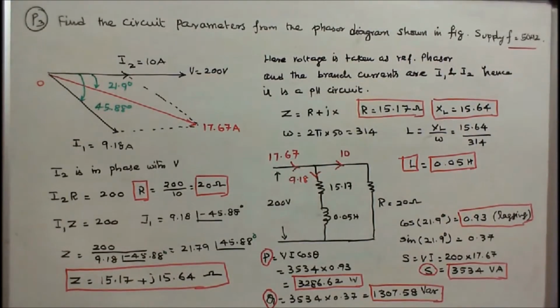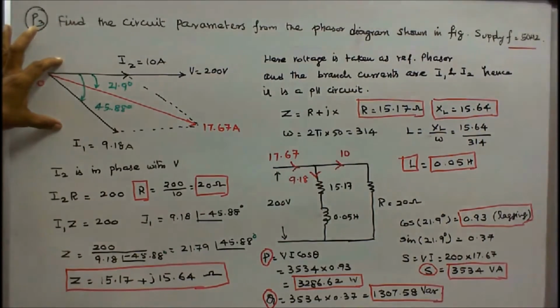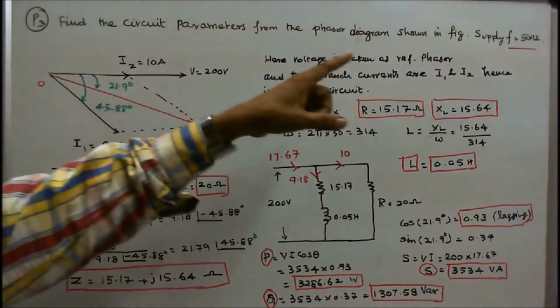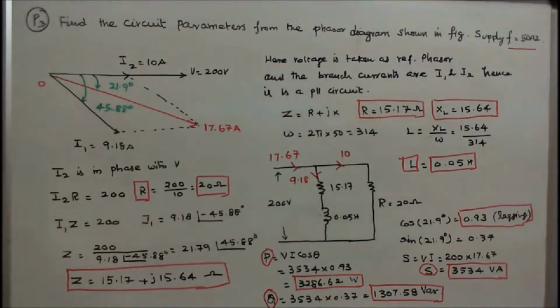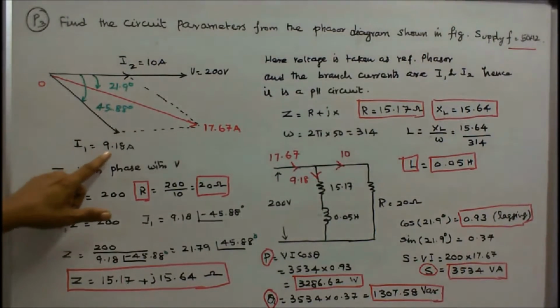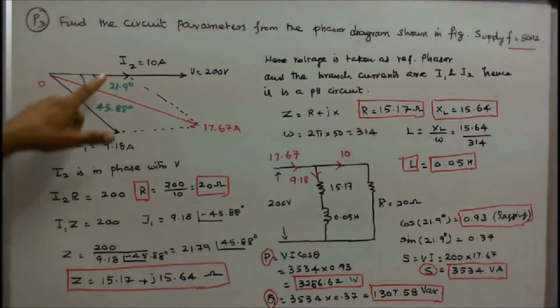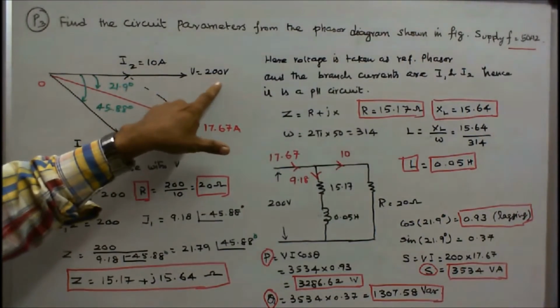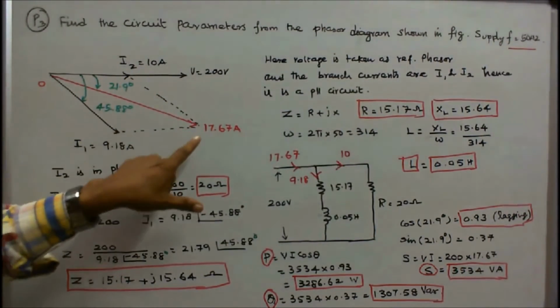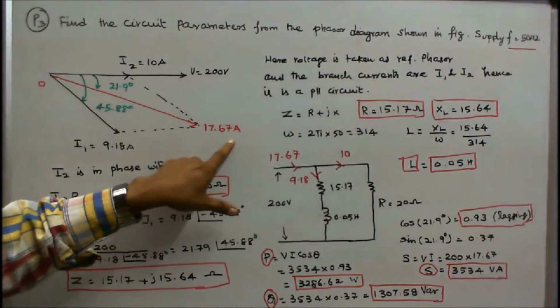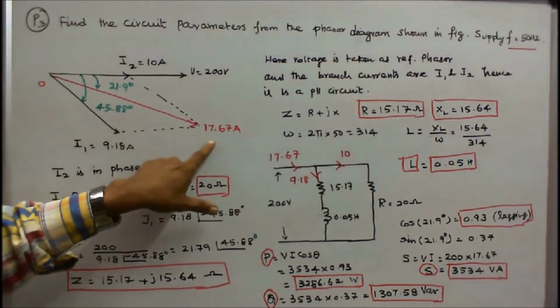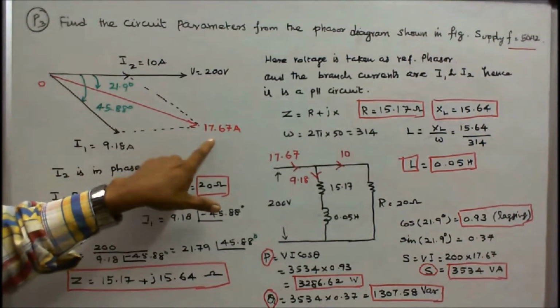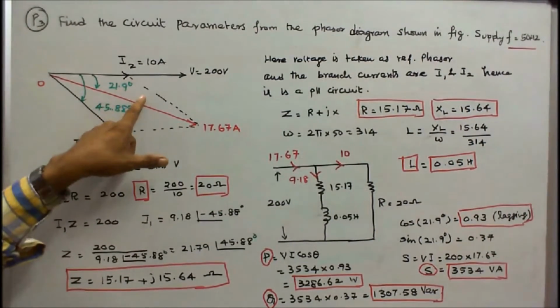Problem number 3. Find the circuit parameters from the phasor diagram shown in the figure. Supply frequency is equal to 50 Hz. This is the phasor diagram. I1 is equal to 9.18 amps. I2 is equal to 10 amps. Supply voltage is equal to 200. Resultant current is 17.67 amps. The angle between the voltage and the resultant current is 21.9 degrees.